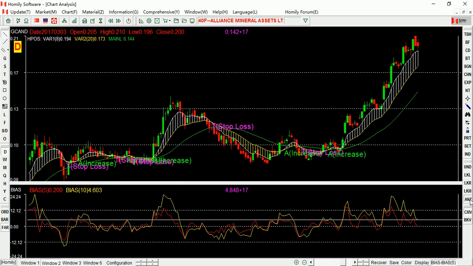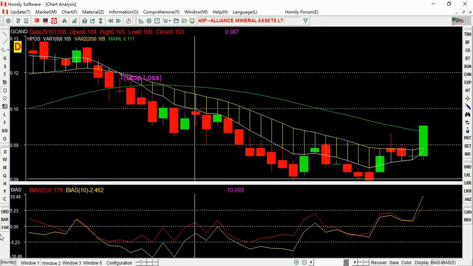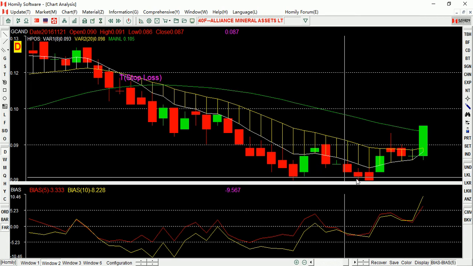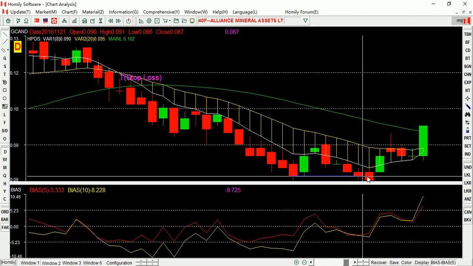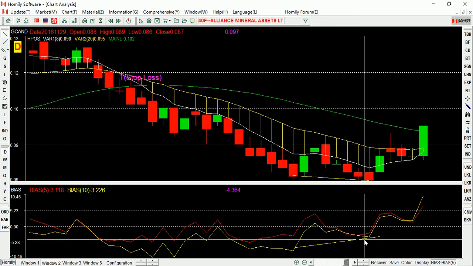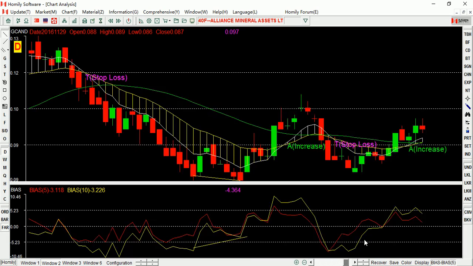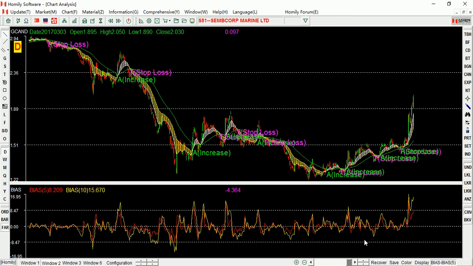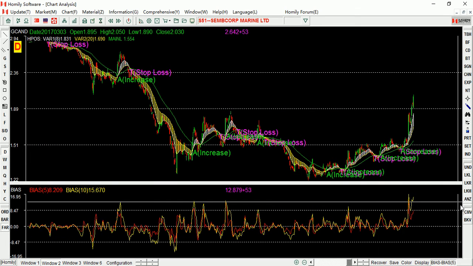So like this stock, Alliance. We can see here, this is a low point, this is another low point, right? The low point is lower, but here, higher. What does that mean? Bottom deviation. So you have a chance to catch some rebound. So this one is only for catching the oversold rebound. Okay.